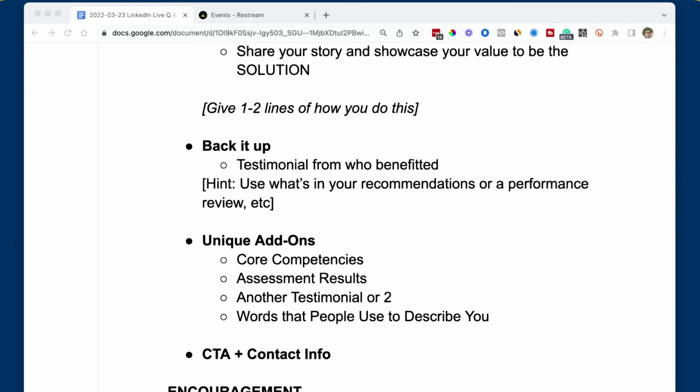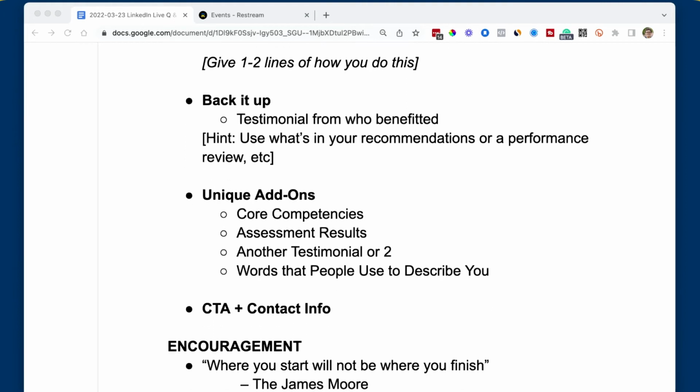So not only are you saying, I understand the problem, and not only are you saying you can bring a solution to that, but here's where I've done it elsewhere with the same problem or with the same attitude, and so on and so forth. And you can get that testimonial, I have it right there for you, from a performance review, or maybe from a recommendation down below in your LinkedIn profile, or maybe just by asking somebody how you solve problems. So here are some unique add-ons as you continue to move down your about section. You're building your about section piece by piece.